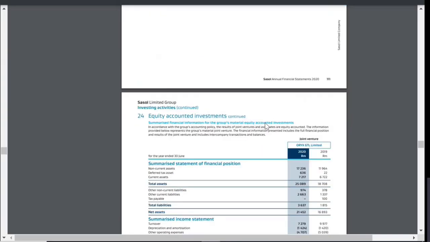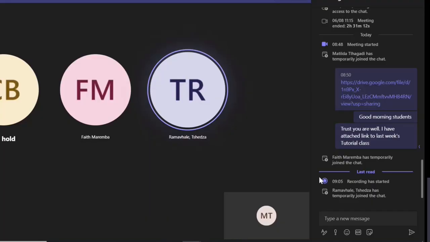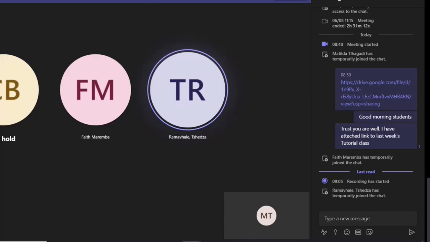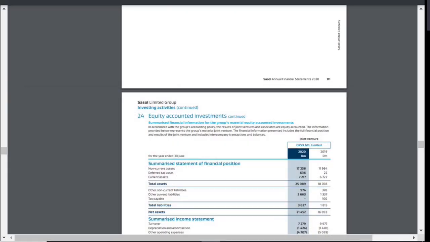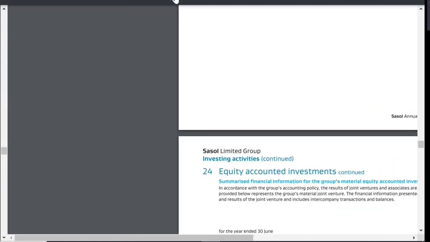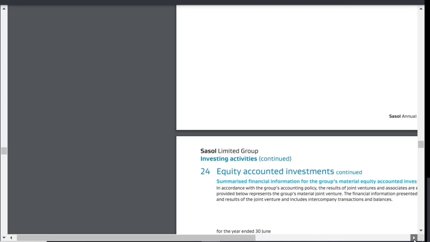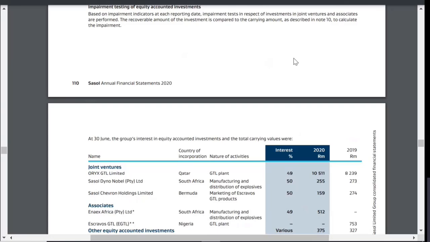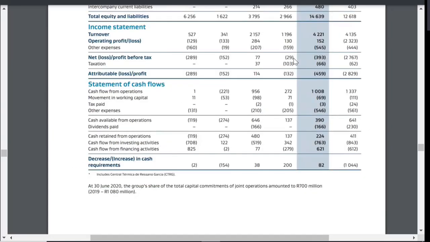Sorry, Matilda, while you are joining late, are you able to make the percentage 100? I see it's on 67. Oh, okay. Yeah, I can. Morning, Ramavele. Did I pronounce it correctly? Ramavale. That's better. Okay. All right. Thank you.